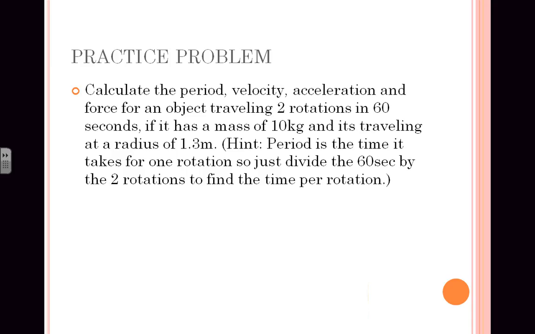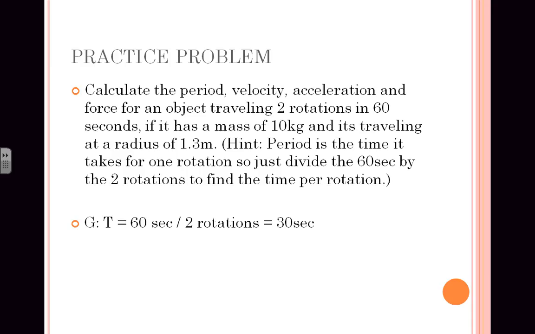Alright, so a practice problem. It says calculate the period, velocity, acceleration, and force for an object traveling 2 rotations in 60 seconds if it has a mass of 10 kilograms and it's traveling at a radius of 1.3 meters. So it says here that a hint is the period is the time it takes for 1 rotation, so just divide the 60 seconds by the 2 rotations to find that time.